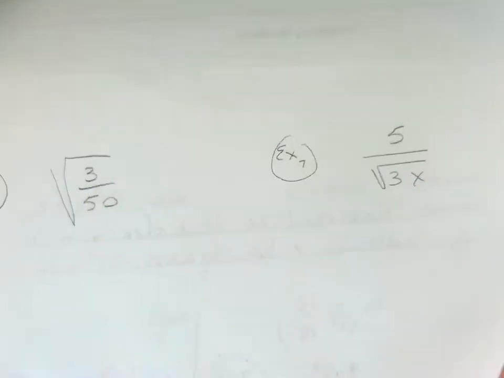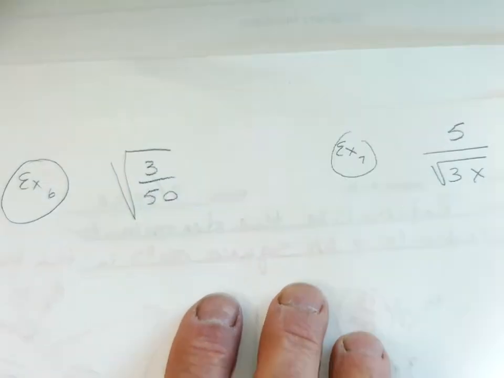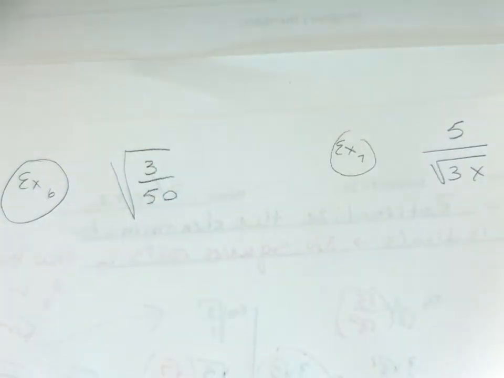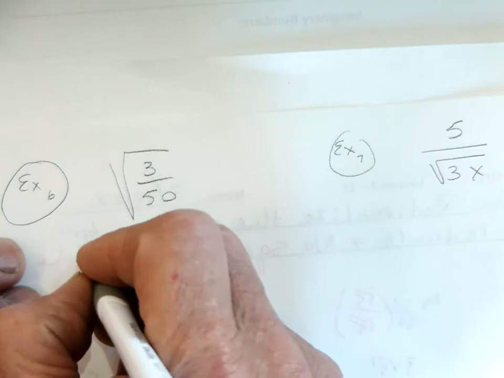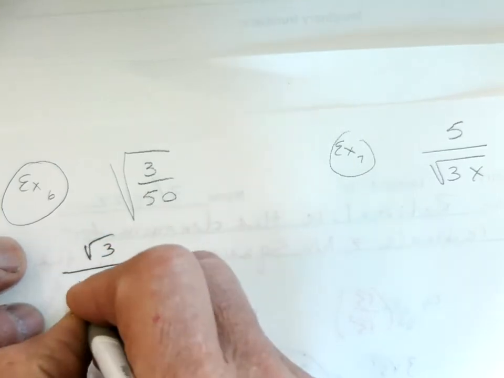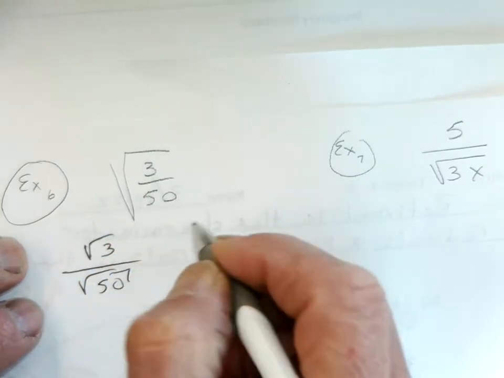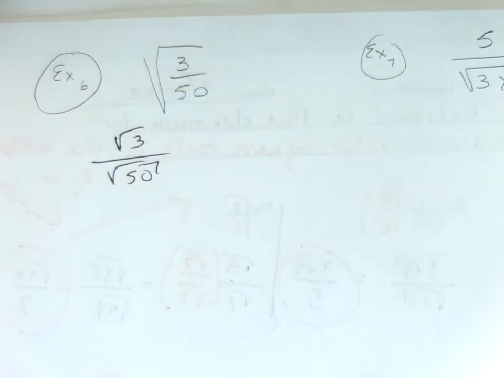Okay, let's take a look at the other side, okay? Now, example 6. Let's go back to this, okay? I have a square root in the bottom. I do, so I'm going to rewrite this as the square root of 3 over the square root of 50. But before I do a lot with this, can I make the problem smaller? If I make the problem smaller, it's going to be easier, correct?